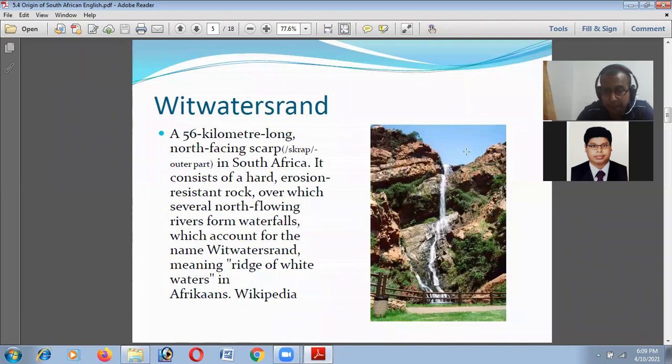So this area, in Bangladesh, we have Coral Island, Saint Martin. In the same way, in South Africa, we see Witwatersrand. It is famous for the white water and especially the sea beach areas.